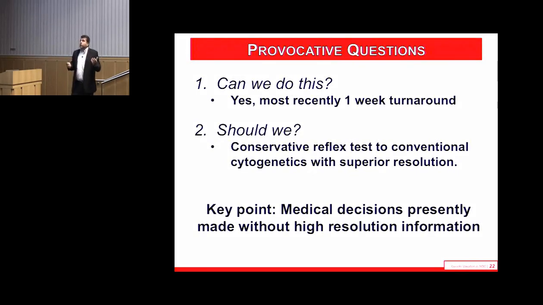I think as a conservative reflex test, at least to conventional cytogenetics, it offers superior resolution to make a clinical medical decision. And the key point that I'm stuck on is that medical decisions are being made every day right now with incorrect information. I just told you that every karyotype that's ever been given to a mother is most likely off by a subband, at least the ones that we've sequenced so far. So at the very least, we're giving them the information of where these breakpoints actually occur, and then the risk that comes with that, of course, everybody interprets differently.